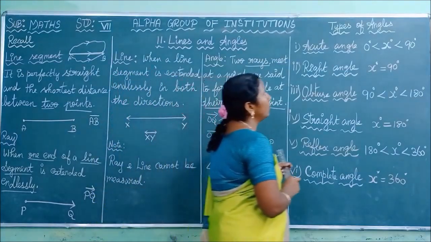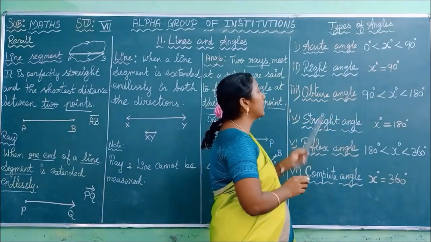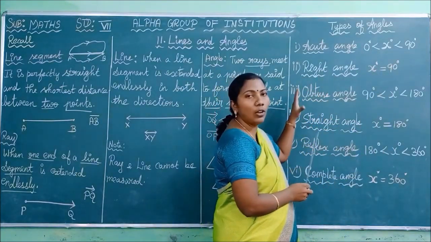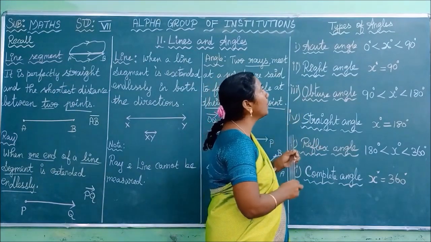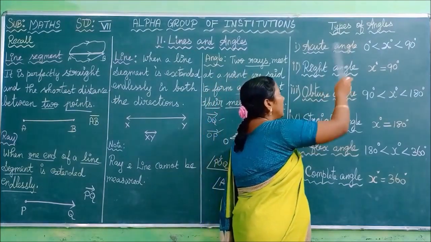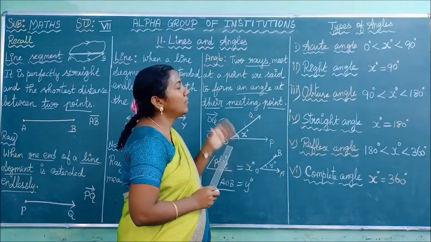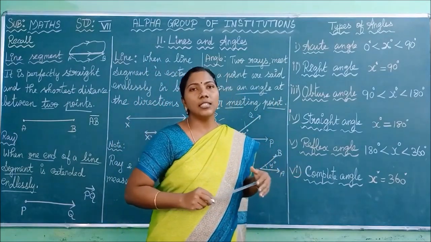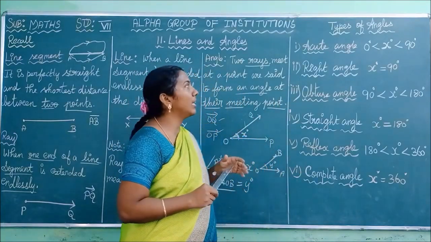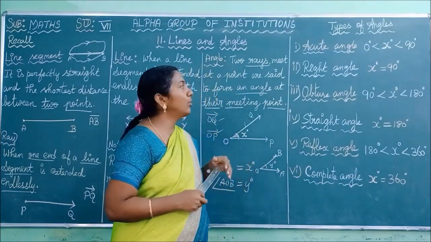Next we are going to see types of angles. We have already discussed some of these types. Now once again we are going to discuss these types of angles very deeply. First we are going to see acute angle. What is meant by acute angle? If the angle lies between 0 and 90 degrees, such angles are said to be acute angles. For example, 20 degree, 30 degree, 40 degree are called acute angles.